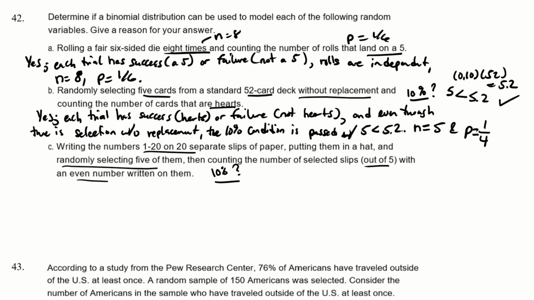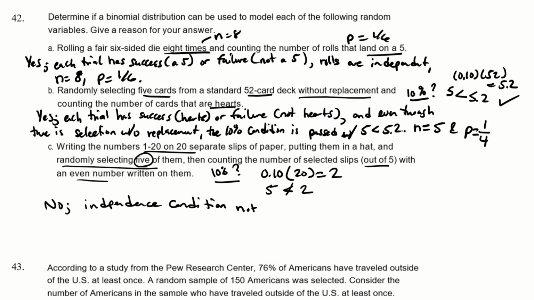So 10% of 20 slips is 2, sorry. But we selected 5 slips, right? We selected 5 of them. Yeah, we selected 5, and 5 is not less than 2. So it fails the independence condition. So no, it fails the 10% condition. Independence condition is not met since selected without replacement.